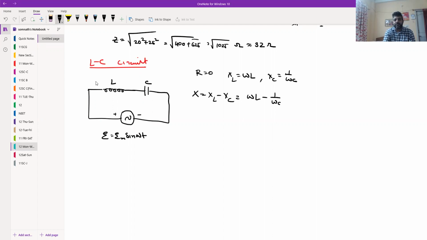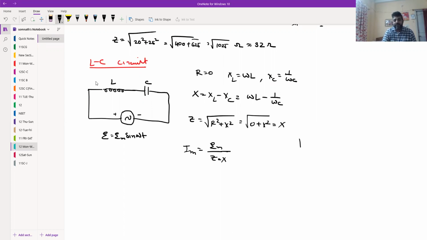So Z is the square root of R square plus X square, that is 0 plus X square, meaning Z is X. Yes or no? Yes, sir. If X is positive, then the square root of the positive square is positive, and for negative also the square root of the square is positive. Once you get the value of Z, I can easily find IM, that is EM by Z, which equals EM by X. So I don't have any problem with this.